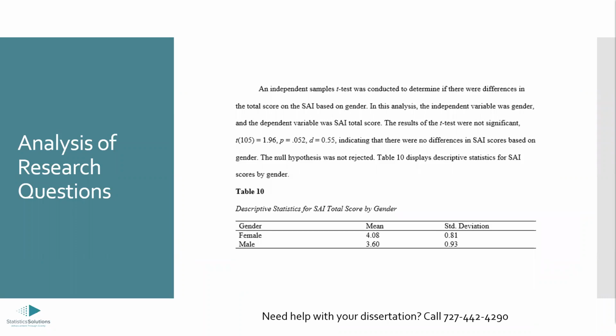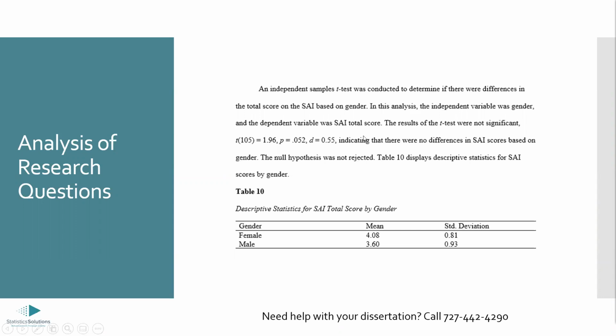So now let's look at some examples of how we might write up the results of a couple commonly used tests. So this example features a t-test. So we start by saying what analysis we're doing. We're doing an independent samples t-test. We state our independent and dependent variables.